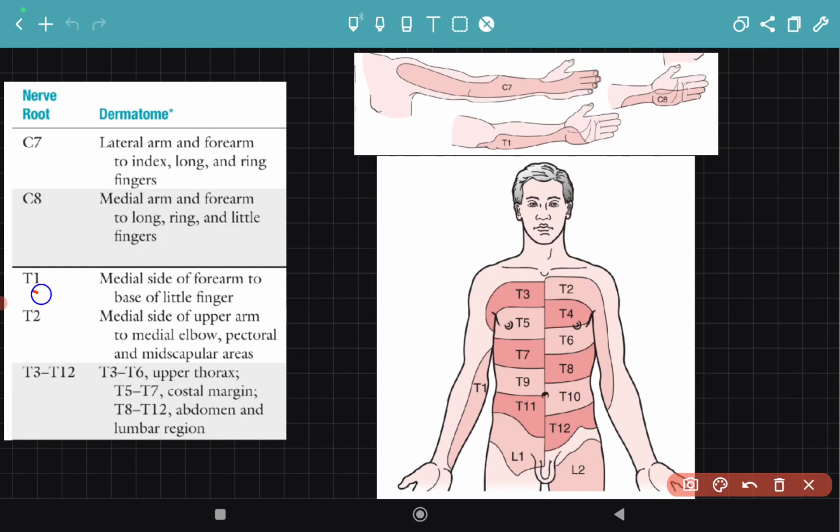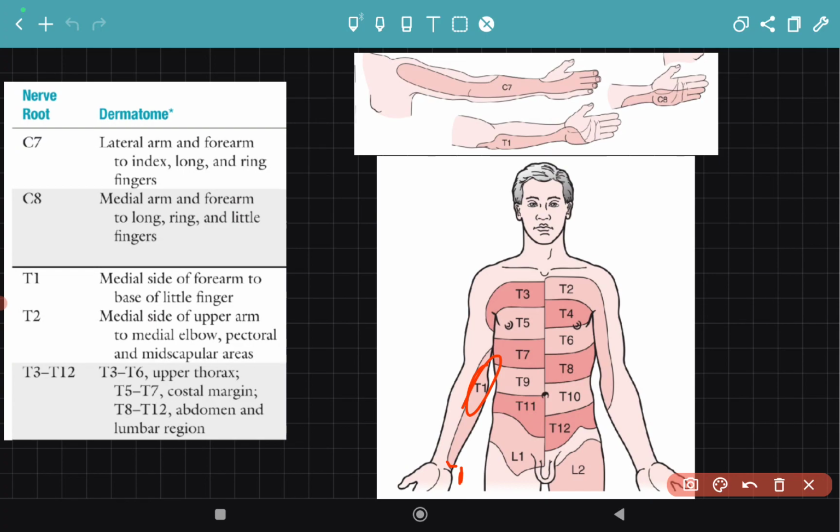So we can see where the T1 is at the medial side of forearm to base of little finger. We know that as the C6 finishes, somewhere there only the T1 begins. We were going this way like this, and then here only the T2, T3, everything will continue this way, and then so on. There will be lower limb dermatomes also, but here we are focusing on upper limb. So T1 medial side of forearm to base of little finger, only till base, because rest is mainly C8 dermatome.